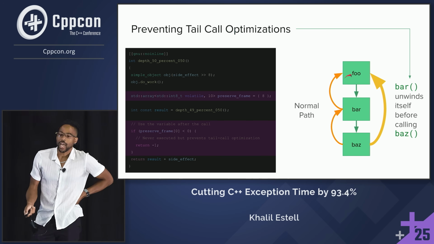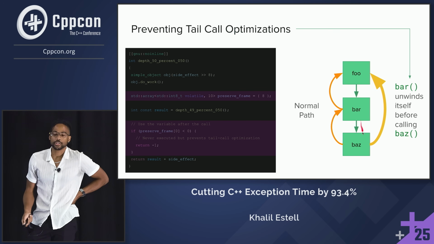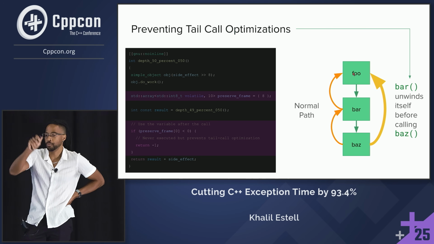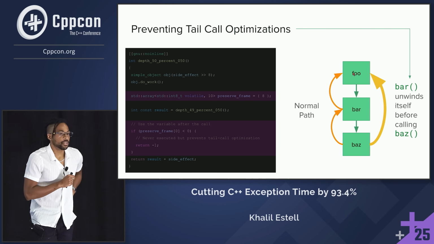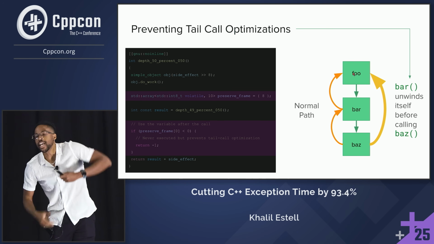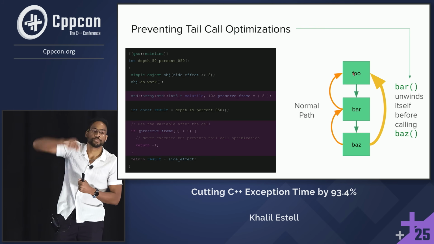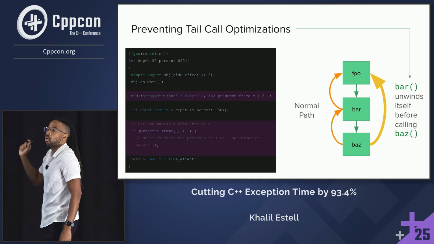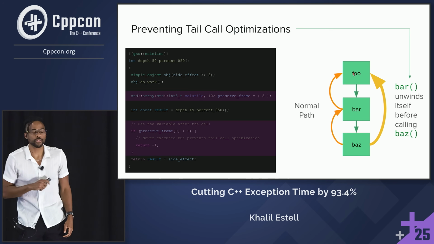So if you have a function called foo that calls bar and calls baz, the expectation is that baz will return back to bar, and then bar will return back to foo. If bar determines that it doesn't need its stack anymore, it can unwind itself, call baz, and then allow baz to return right back up to foo. Now, this would be great, but you can't always get this, so I also eliminated this from the benchmark.